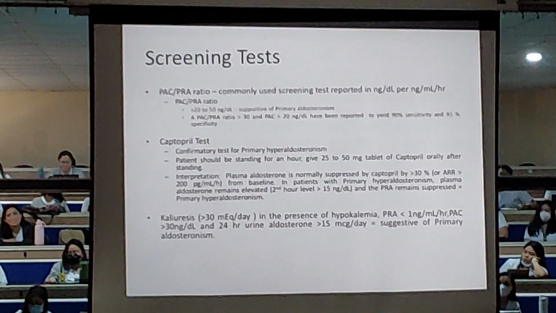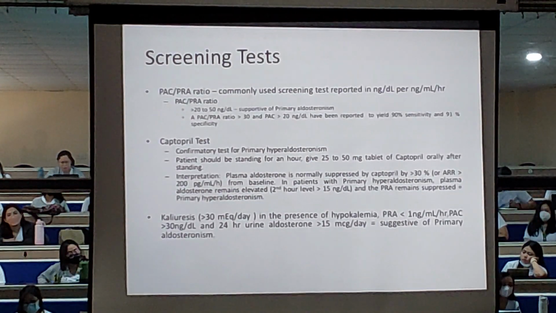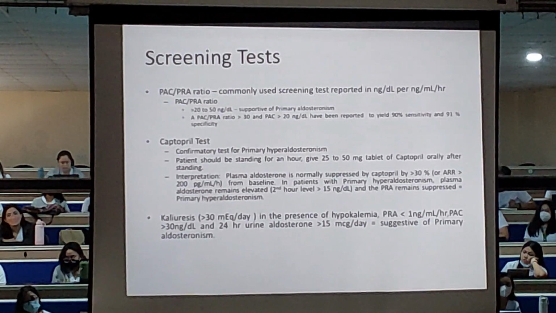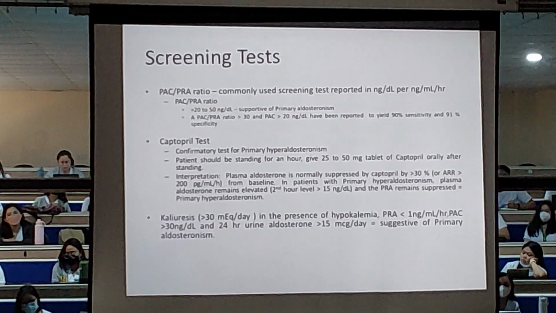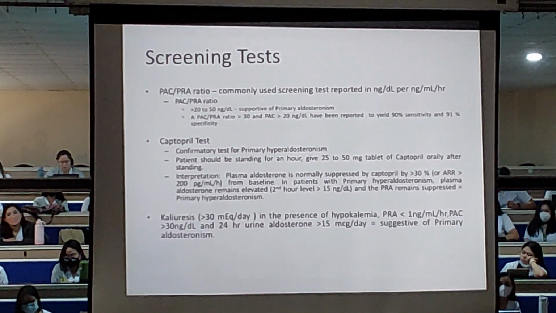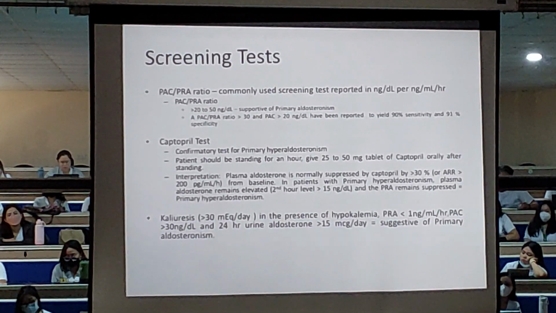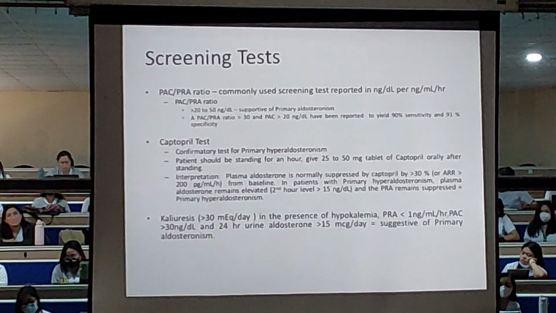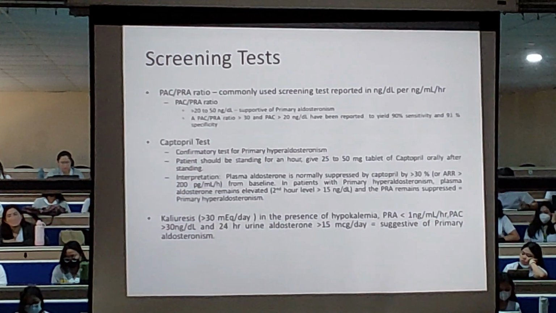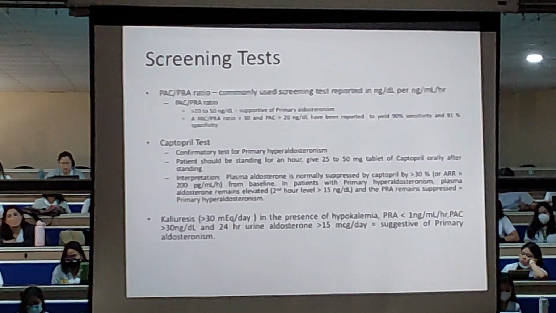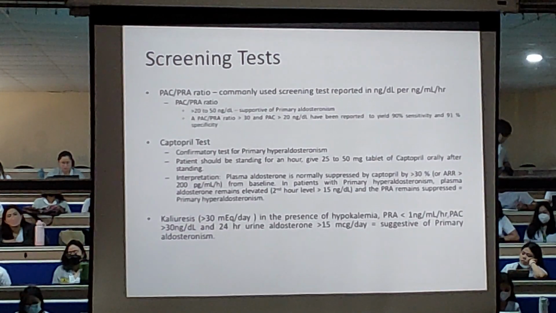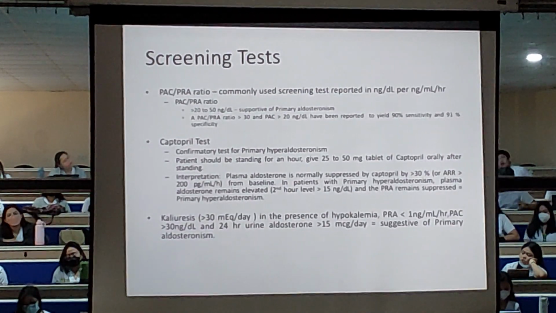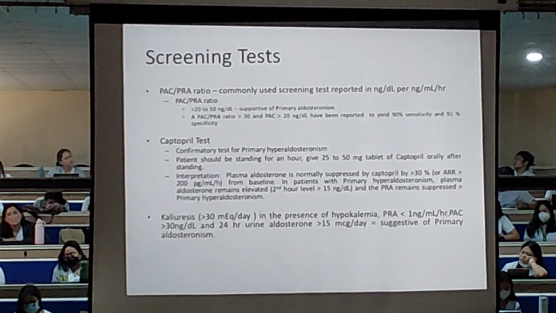Patients should be standing for an hour. So you let the patient stand for an hour. Then you give a 25 to 50 milligram tablet of captopril orally after standing. So the interpretation: plasma aldosterone is normally suppressed by captopril by more than 30% from baseline.